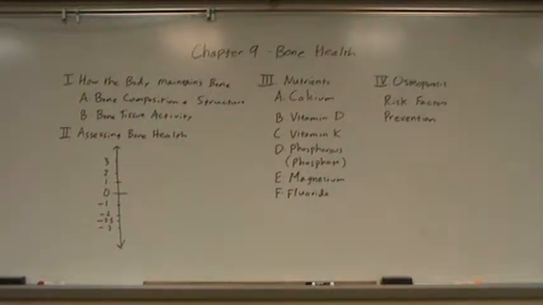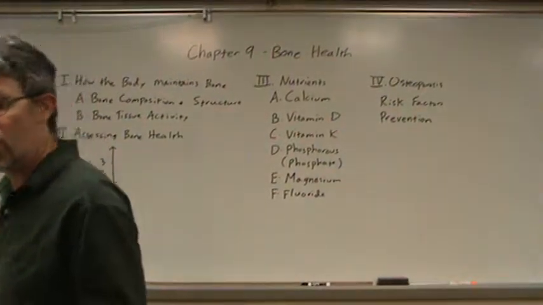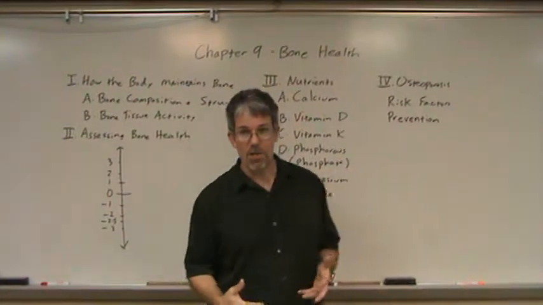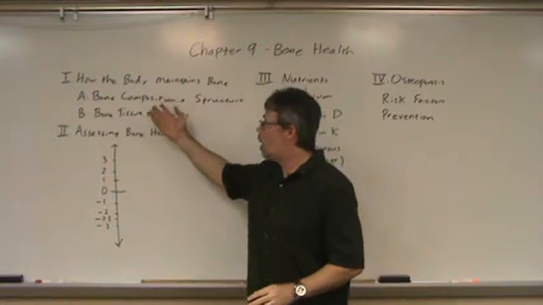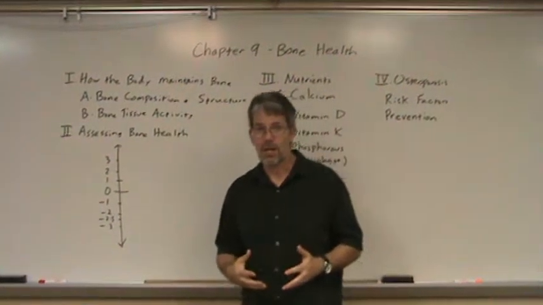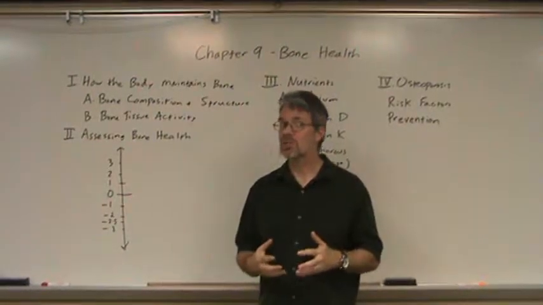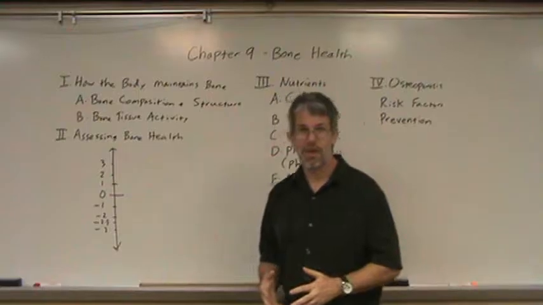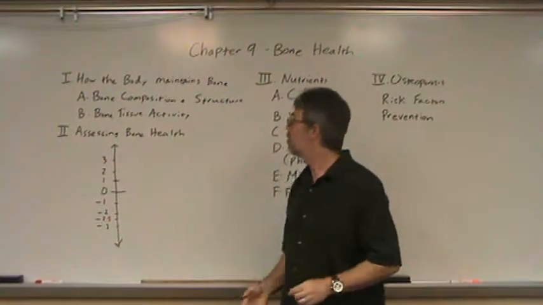Review of Chapter 9, which is the nutrients involved in bone health. Now the first section talks about bones themselves, and you'll need to read up on that. Bone is a connective tissue that is made of bone cells and a bone matrix. The bone matrix is made of collagen fibers mineralized with calcium phosphate to give it hardness and flexibility.